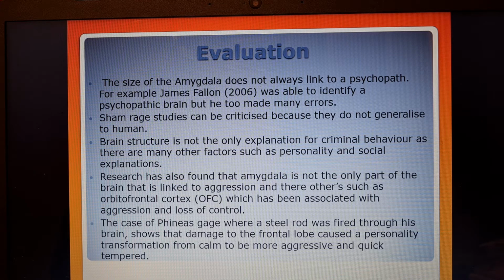Brain structure is not the only explanation for all criminal behaviour. There are many other factors, such as personality, which we're going to have a look at, and also social explanations, which we'll have a look at in the next few lessons.